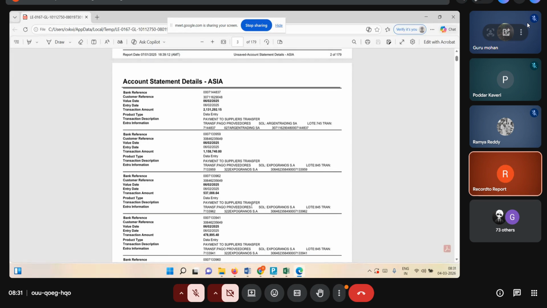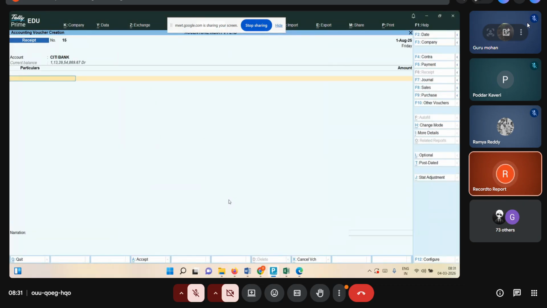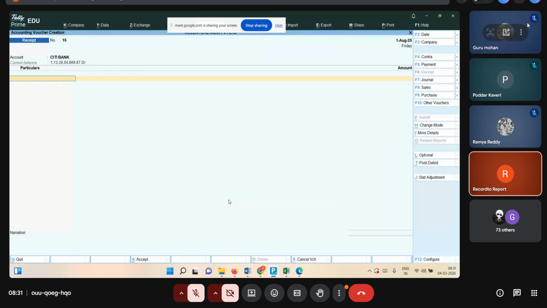Okay, guys. So these are the transactions we recorded. Now let's move to this. So the customer name here has changed. Okay. So just take it as Citibank. It existed, it seems.